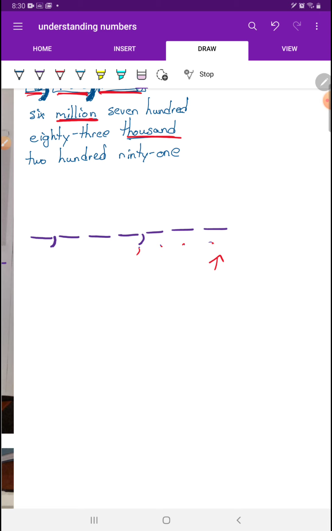Okay, so I'm going to say a number and I'm going to show you how we write it. So let's say I say the number 4 million. Well, I already know 4 million because that's my million comma, right? 4 million.